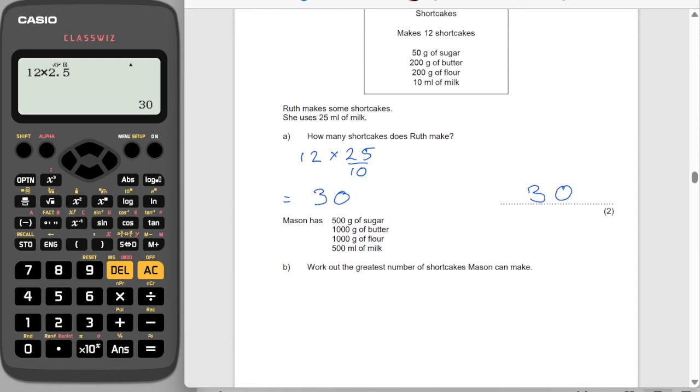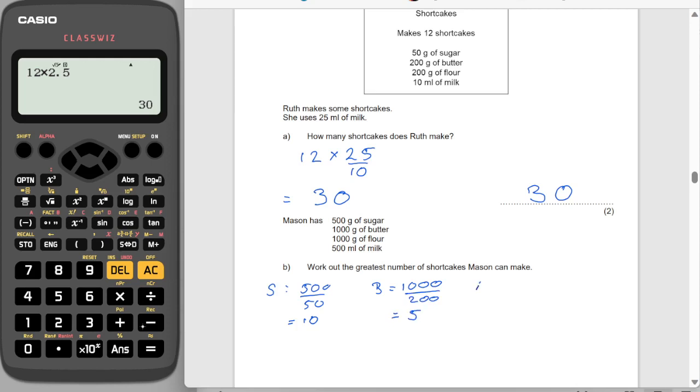Second part, work out the greatest number of shortcakes Mason can make. So we've got a list of ingredients, so I'm going to work out how many batches of each ingredient he can make. So for sugar, he's got enough to make 500 divided by 50, so he's got enough to make 10 batches. For butter, he's got enough butter to make 1000 divided by 200, so he's only got enough butter to make 5 batches.